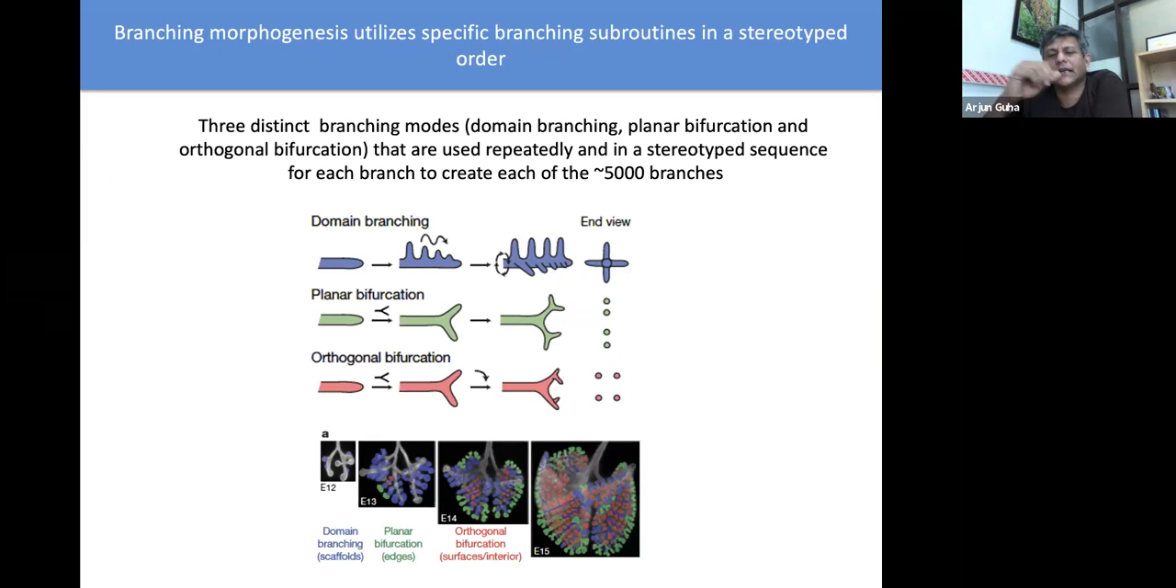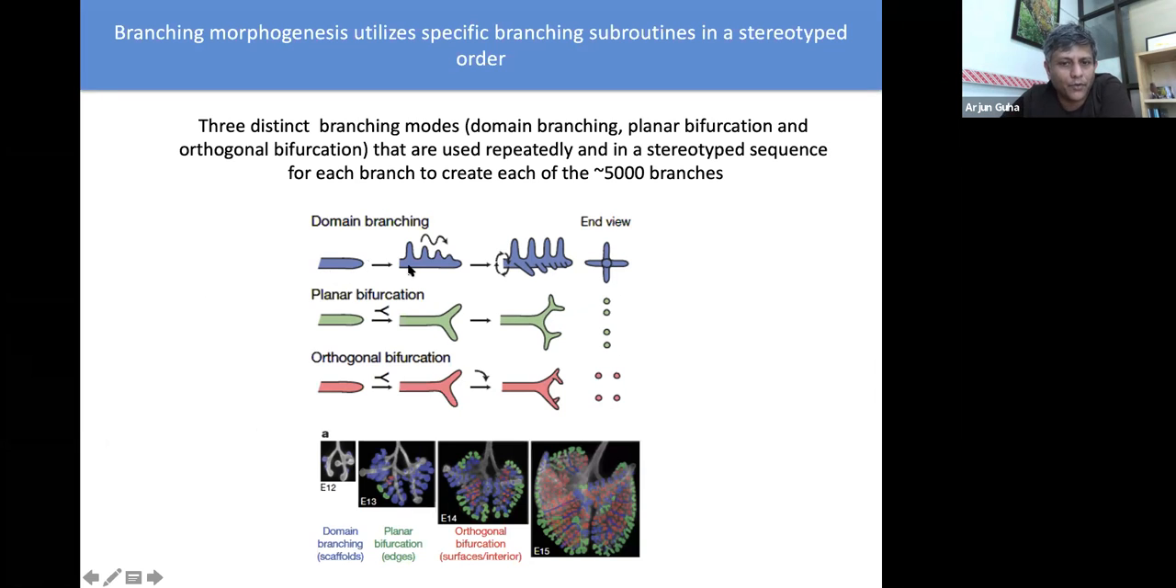What he showed basically is that the branching pattern in one individual is actually very similar to the branching pattern in another individual. And this branching pattern is created by three different subroutines of branching that are used in a very precise spatial and temporal manner. So let me just explain that. What he showed is that there are three types of branching that happen if you consider the epithelial tube.